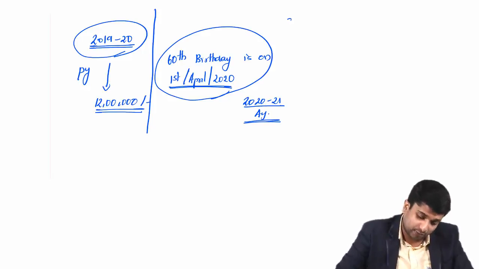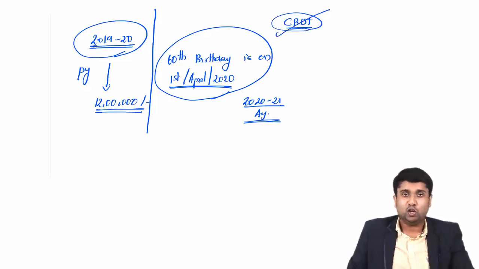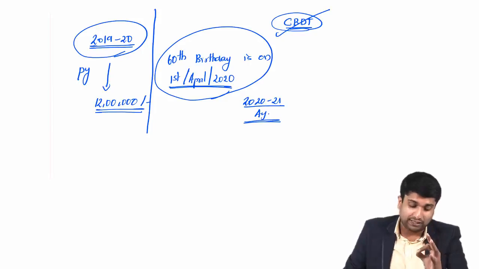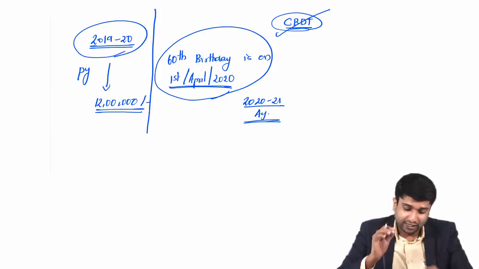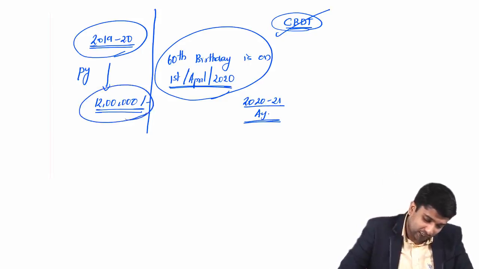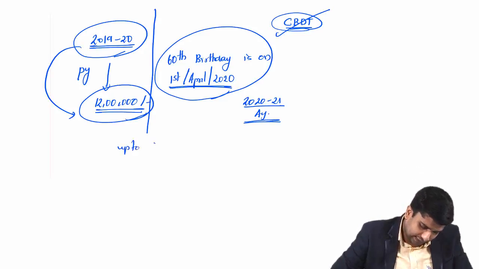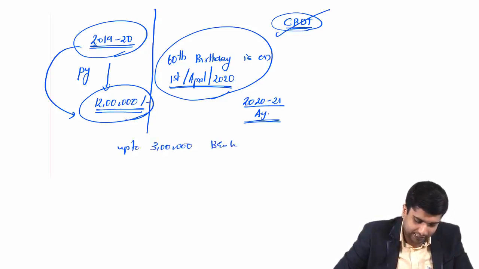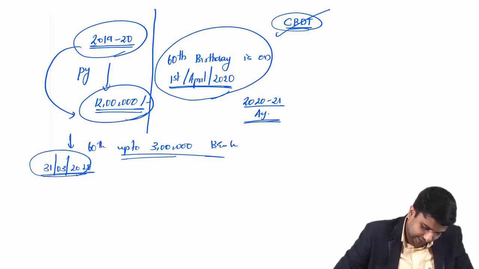But the CBDT circular says, if you are a person who enjoys your 60th birthday on the first day of the assessment year, then what can you take? While computing your income earned in the previous year, you can take the benefit of up to 3 lakh rupees as your basic exemption limit, because at the midnight of 31st March 2020, you have achieved the age of 60. That's what the Act says.